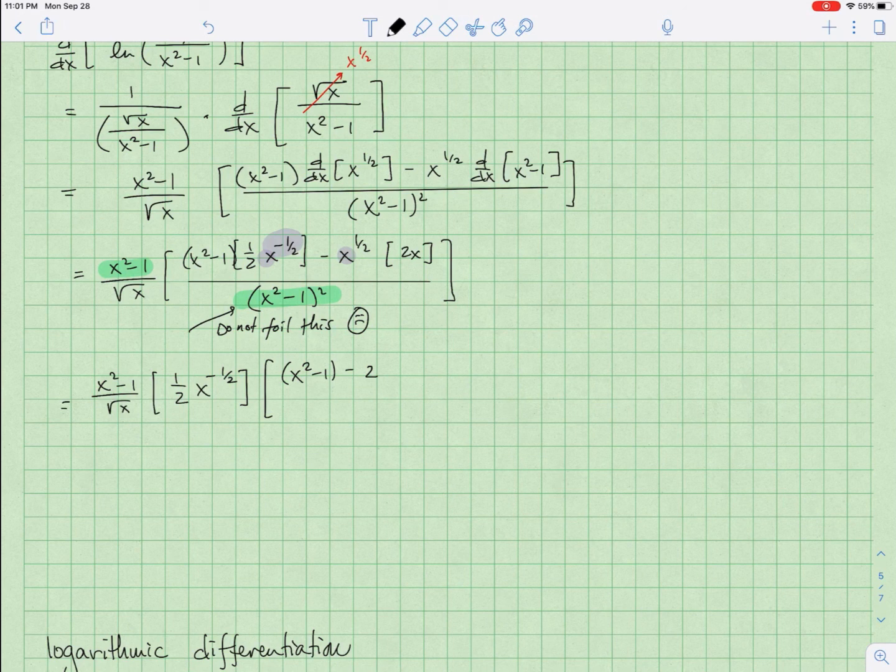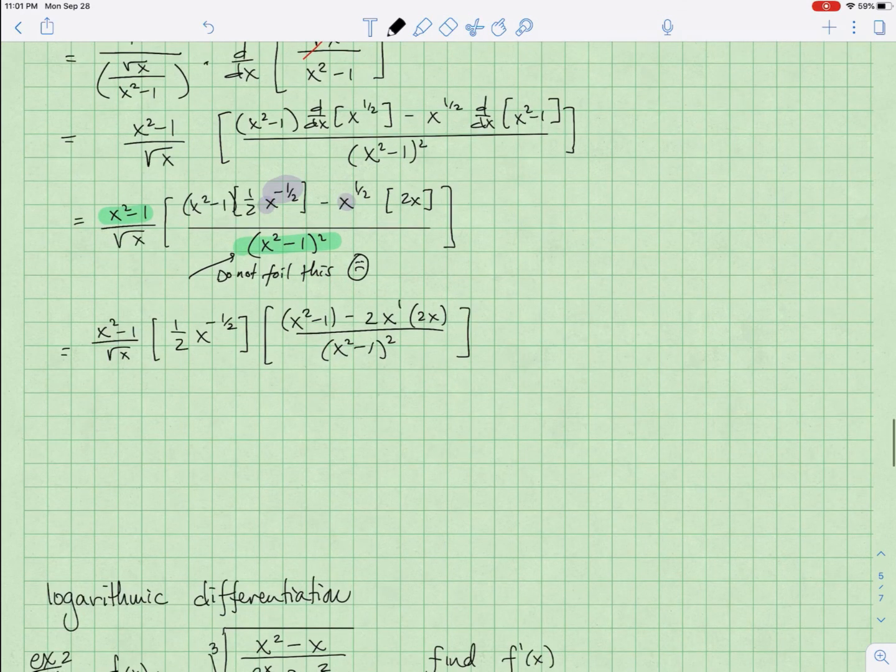And then if I factor out an x to the negative 1/2, this is going to become x to the positive 1 times another 2x all over x squared minus 1 squared. And if you really want to know how I did that in detail, you should come to office hours, and I'll show you.